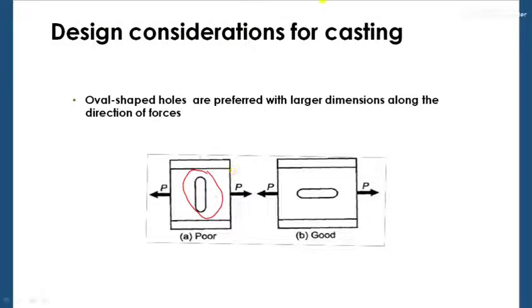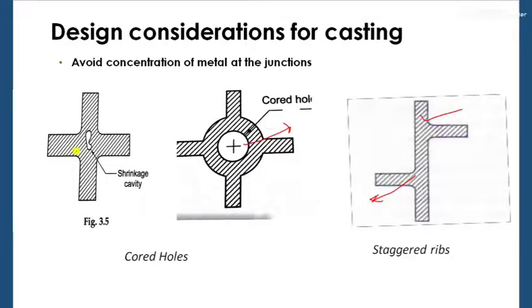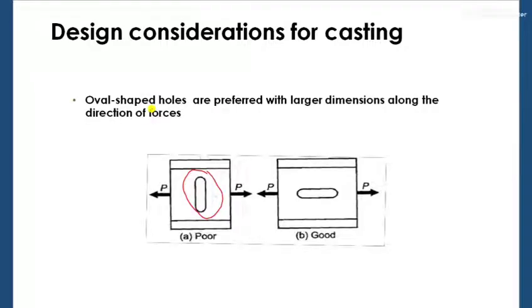So one of the methods to avoid the shrinkage cavity, which I have explained here, is to provide these oval shapes. Okay, but the important design consideration which you have to remember is that these oval shapes which you are providing should not be opposite to the direction of the forces acting on that particular component.